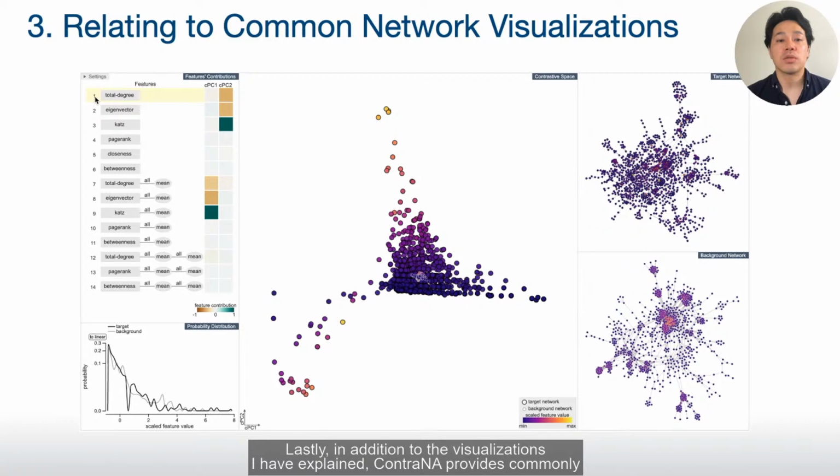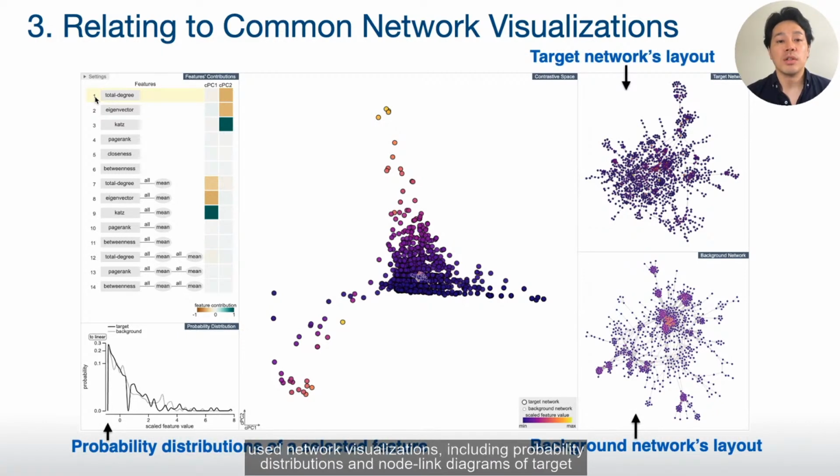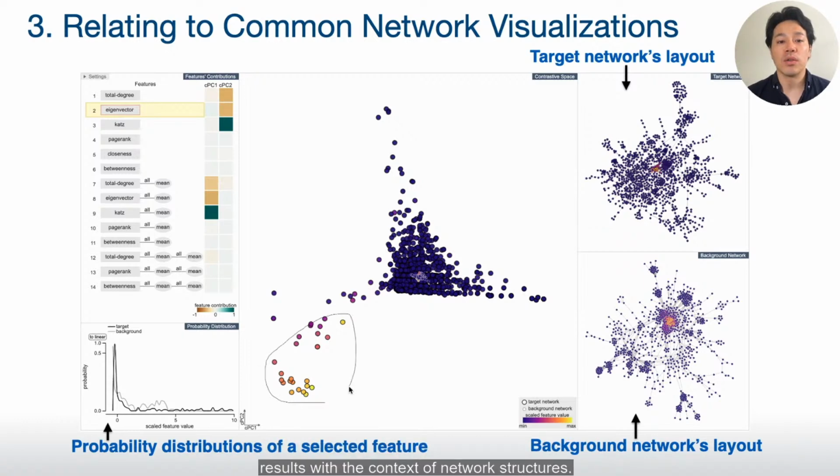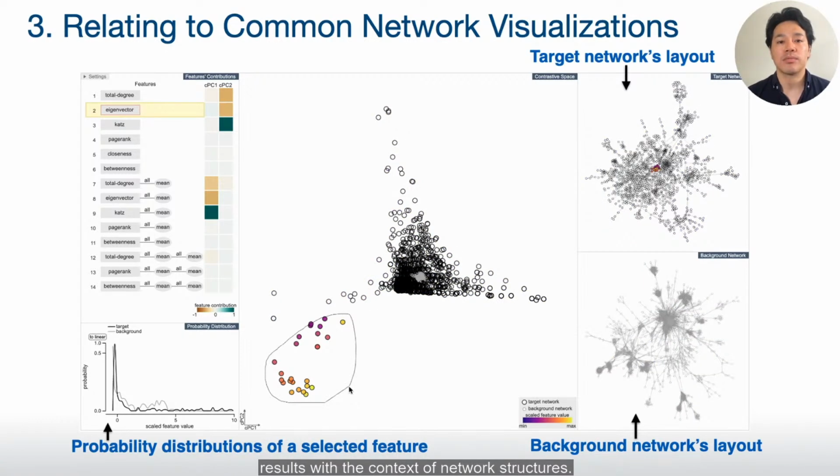Lastly, in addition to the visualizations I have explained, Contrana provides commonly used network visualizations, including probability distributions, and node link diagrams of target and background networks. By visually linking all the views, we can effectively relate the learned results to the familiar visualizations to understand the result with the context of network structures.